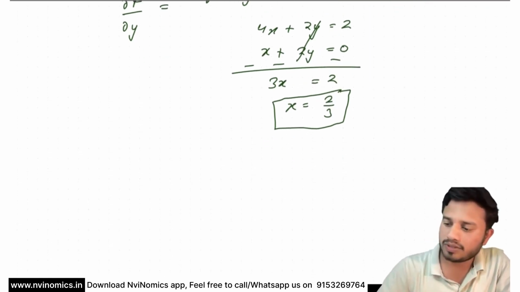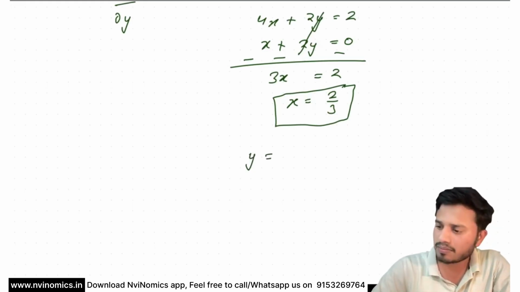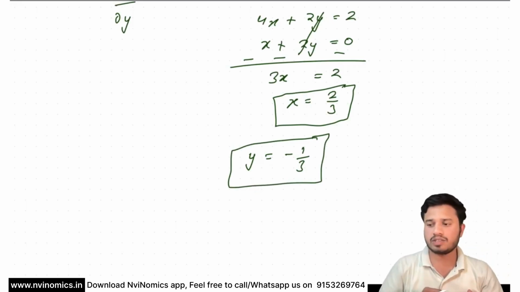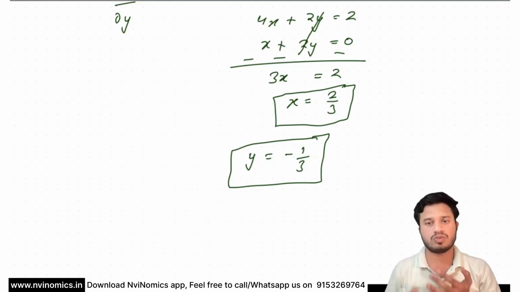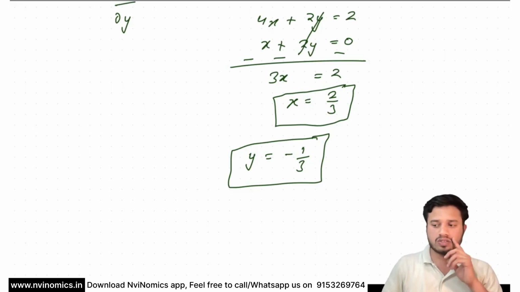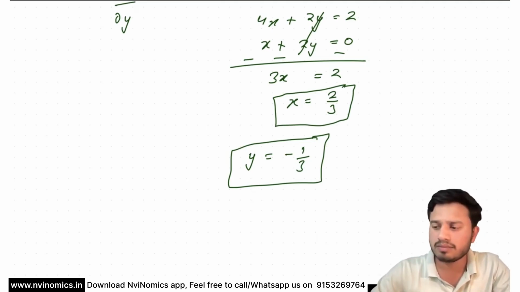Just put them in the equation and you will get y equals minus 1 by 3. In many situations, it is not as easy as it looks right now. You may get x to be 2 by 3 or 0. There can be two roots. So in that case, you have to take every type of combination. We'll do these types of questions later, but I'm just telling you for now.